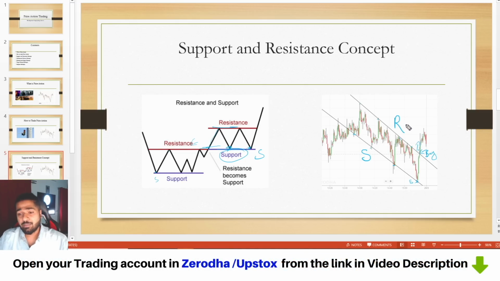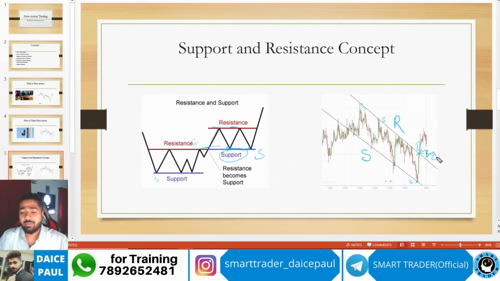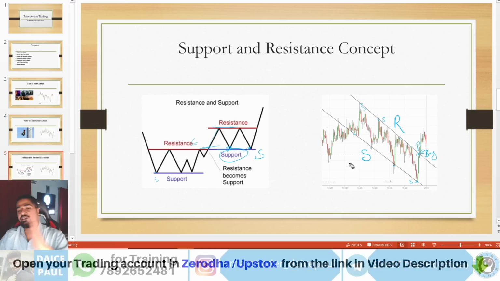So this resistance and support will help you to understand these are the points where I can either sell, or if it is breaking with good volume, then I can consider a buy, because a large number of people are thinking in this way. It's the psychology of a large crowd, large traders, price action traders. So you need to understand this behavior, and learn to draw support and resistance of a stock based on the chart that you see.